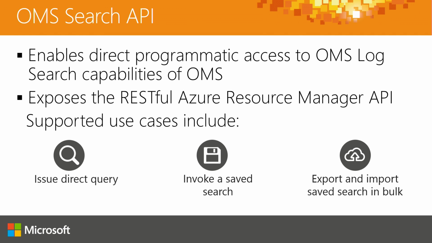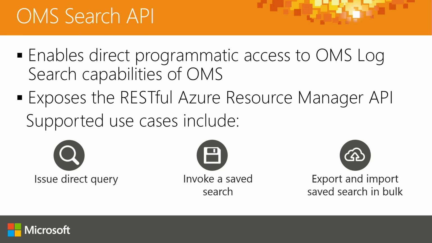OMS will actually collect data from Windows event logs and from syslog, and from containers are on the coming soon list. So OMS has a search API which you can access from PowerShell. We can access it from Azure Automation very easily. It'll allow us to issue a direct query using OMS's query language.